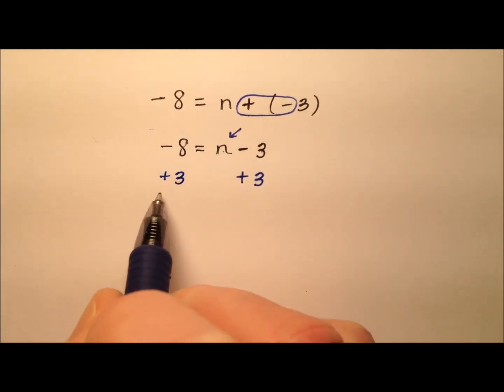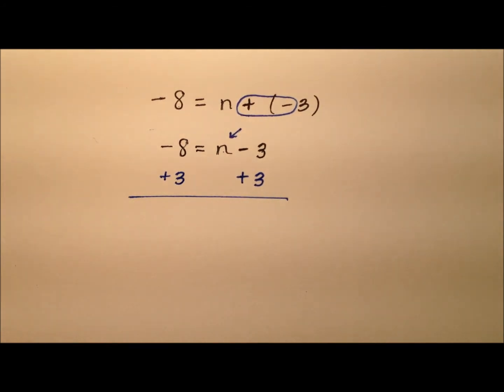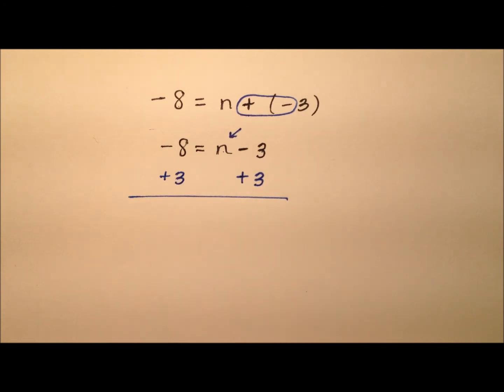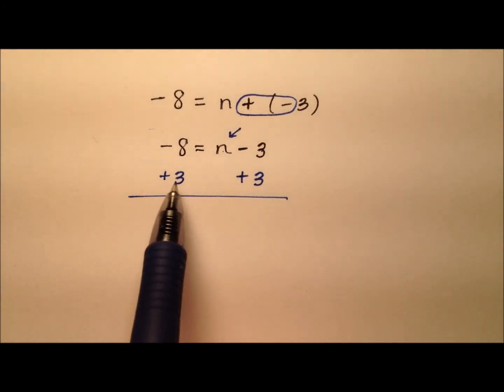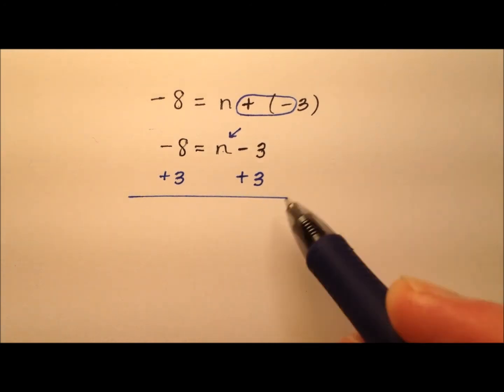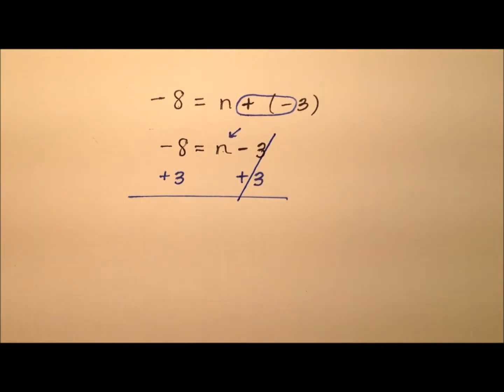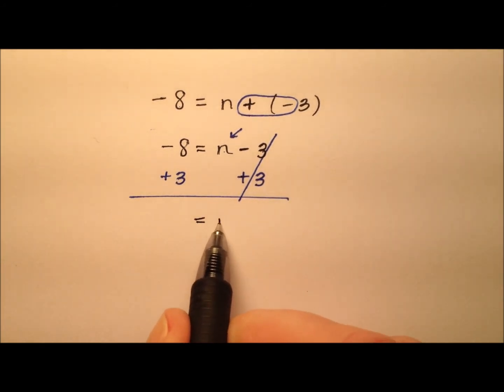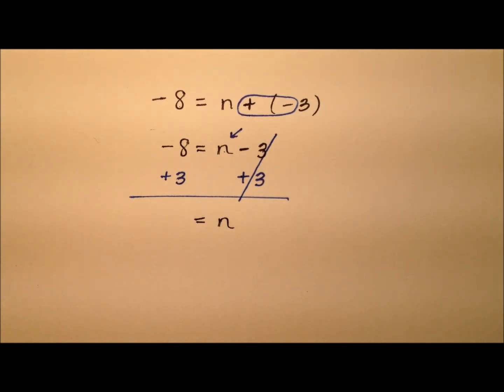But in adding it to the right side, I also need to add it to the left side. Whatever we do to one side of the equation, we need to do to the other side of the equation. And in this case, this is called the addition property of equality. Okay, so when I do that, the negative 3 and the positive 3 on the right side of the equation will cancel each other out. So I have now just n over there on the right side.